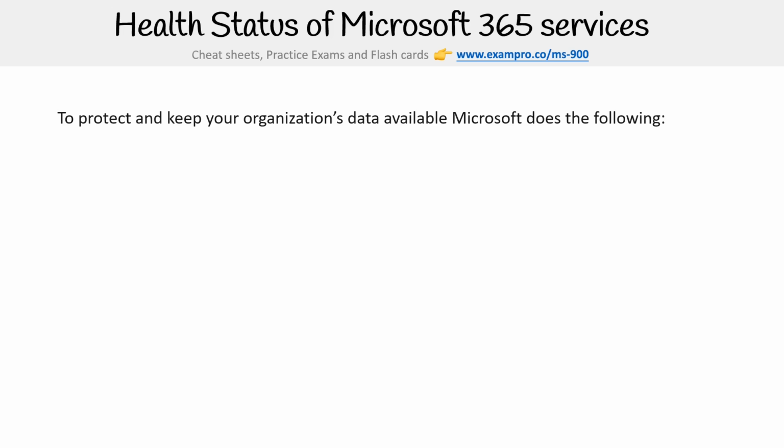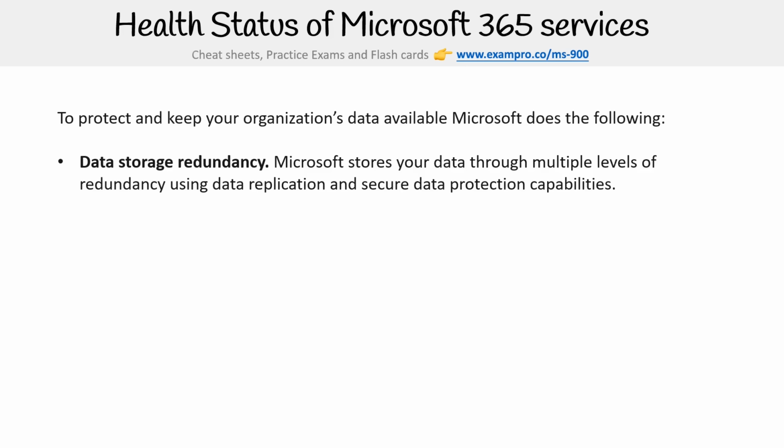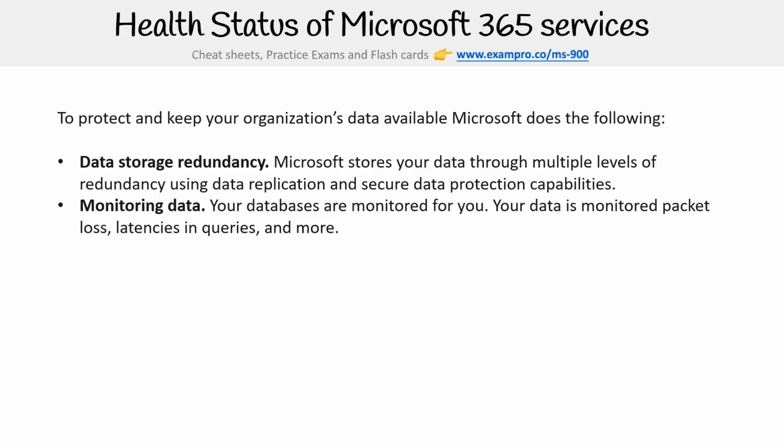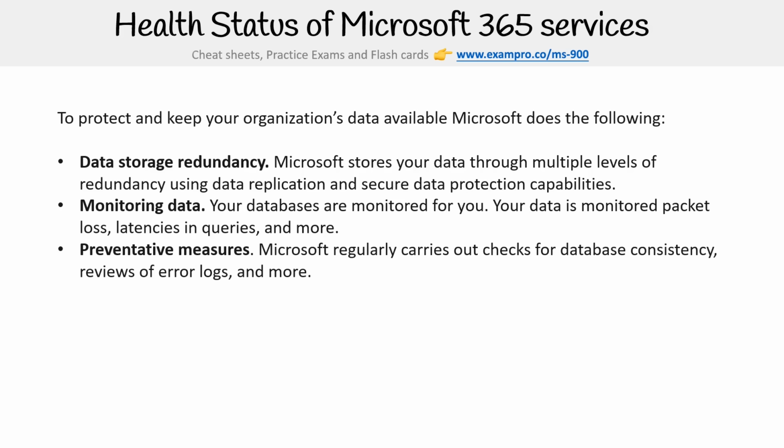To protect and keep your organization's data available, Microsoft does the following. Data storage redundancy: Microsoft stores your data through multiple levels of redundancy using data replication and secure data protection capabilities. Monitoring data: your databases are monitored for you, and your data is monitored for packet loss, latencies, queries, and more. Preventative measures: Microsoft regularly carries out checks for database consistency, reviews of error logs, and more. So that's an overview of the health status of Microsoft 365 services.